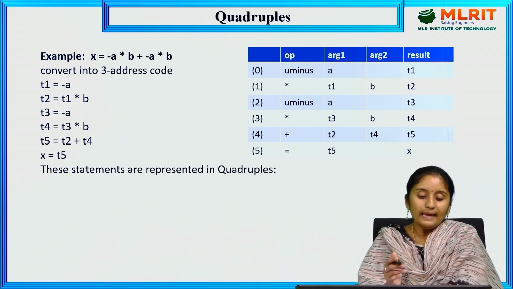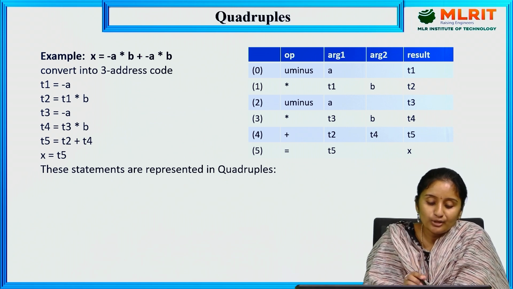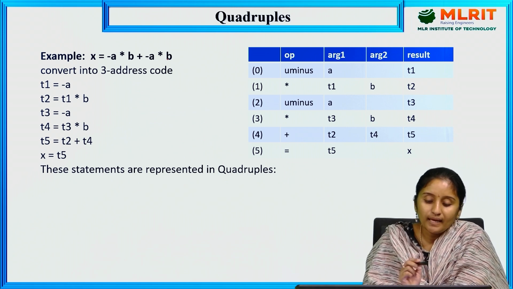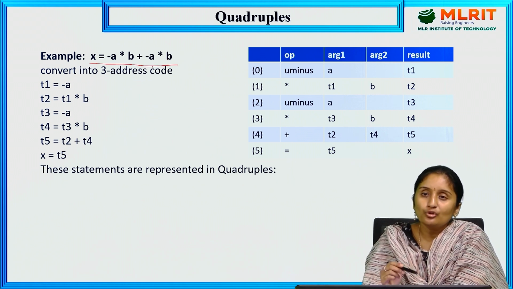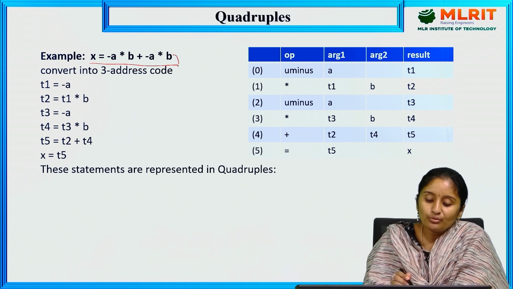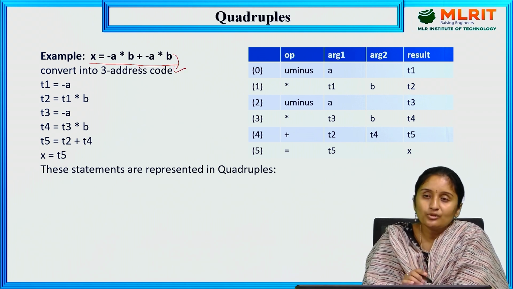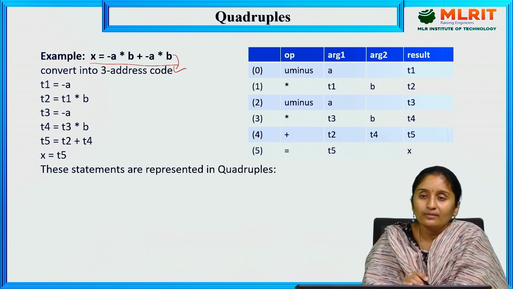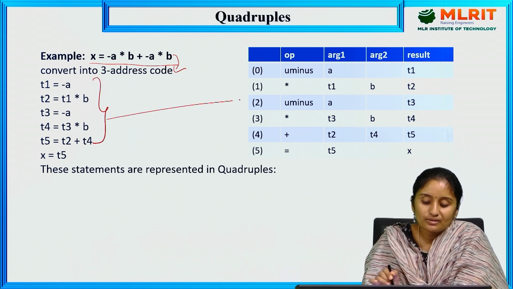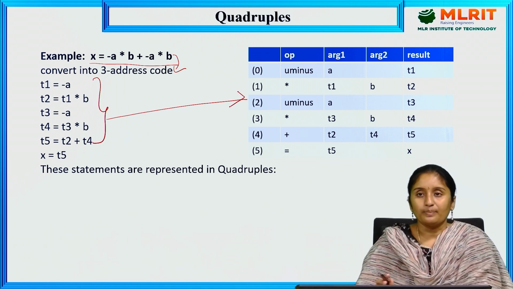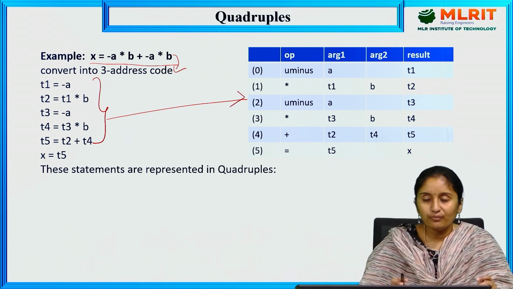So example, X equal to minus A into B plus minus A into B. For this expression, we need to construct the quadruple. To construct the quadruple, first we need to generate the 3 address code for this expression. If the given expression is already in 3 address code, then there is no need to convert. If it is not in 3 address code, convert it into 3 address code. After converting, by using these 3 address codes, generate the quadruples for the 4 fields.